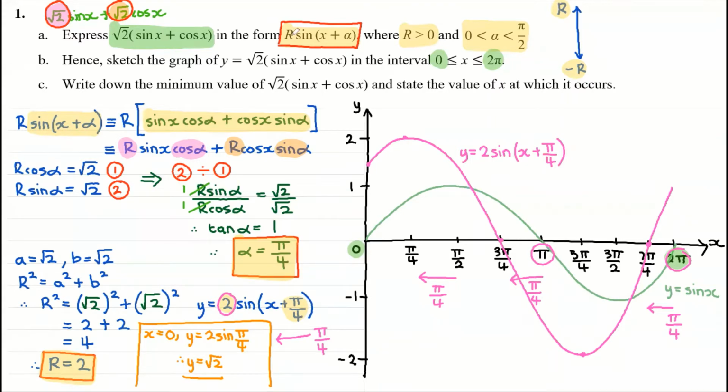We know where all the main points are going to be, and we've already specified where the minimum is. So the minimum is obviously going to be at 5 pi over 4, because it was shifted by pi over 4 from 3 pi over 2. And it's going to be at the y value -2. So we'll just state it on the graph so it's clear. The minimum occurs at 5 pi over 4, and the value is, of course, -2. That's why it's a 'write down', because you can literally just write it down from your sketch.